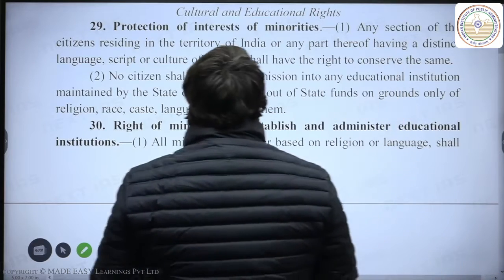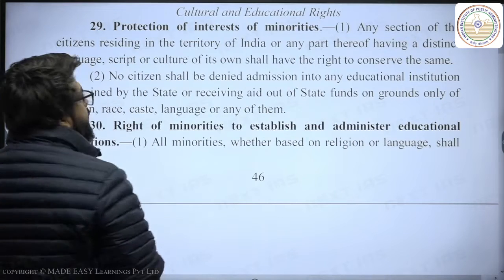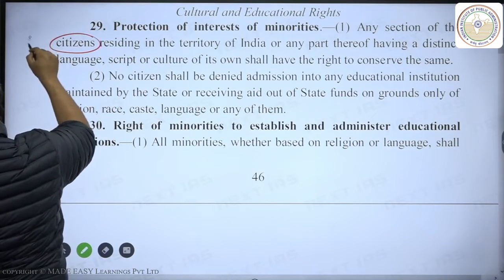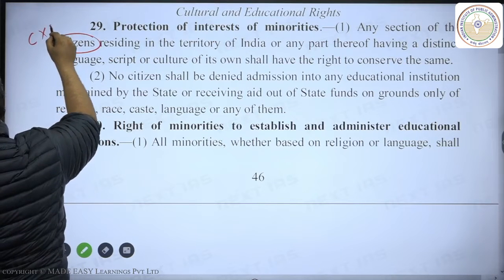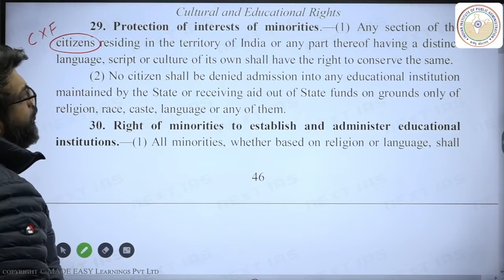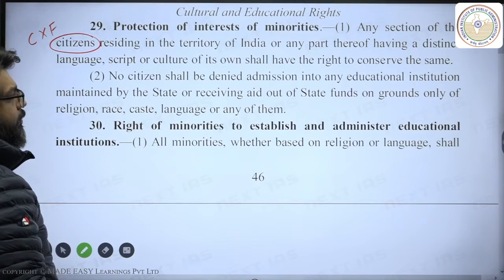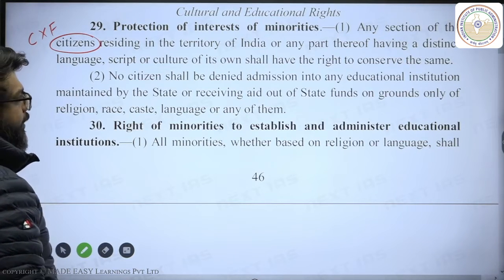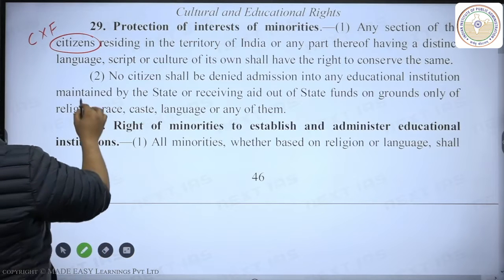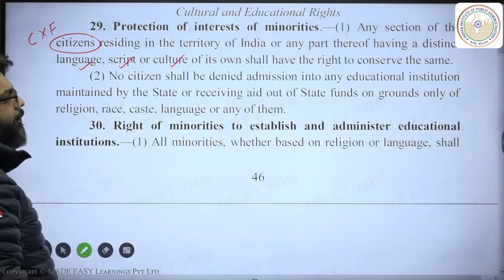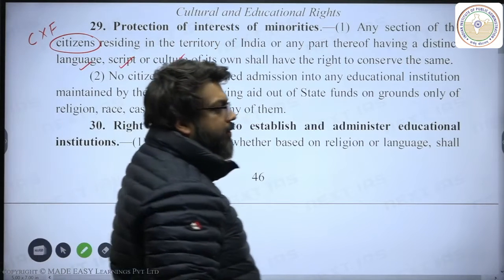So, it says any section of the citizens, which means this is a right only and only available to citizens and not to foreigners. So any section of the citizens residing in the territory of India or any part thereof having a distinct language, script or culture of its own shall have the right to conserve the same.